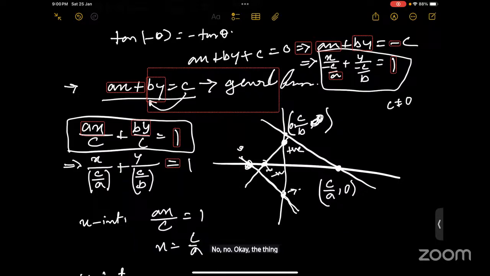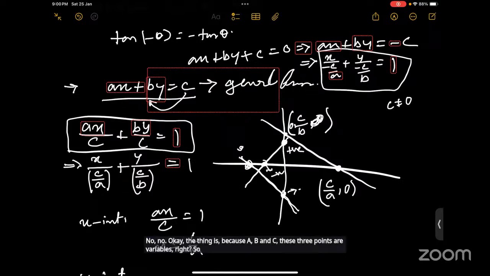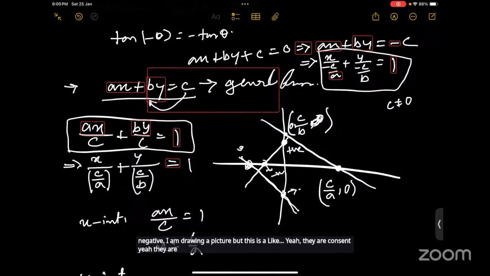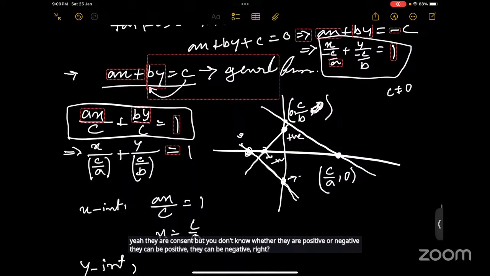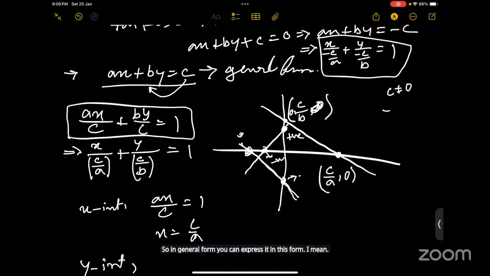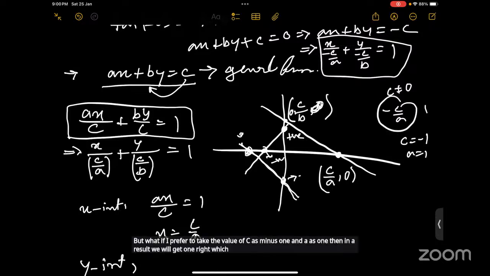See, because A, B, and C are variables, right? So you don't know whether these are positive or negative. A, B and C are constants, but you don't know whether they are positive or negative. They can be positive, they can be negative, right? So in the general form, you can express it in this form. Here you have minus C by A, but what if I prefer to take the value of C as -1 and A as 1? Then as a result, we will get 1, which is a positive number. That is what I wanted to say.